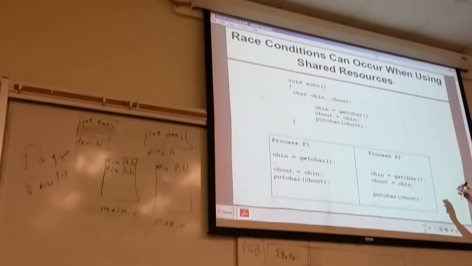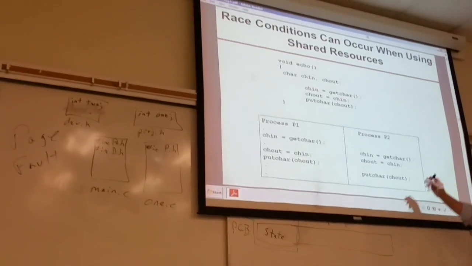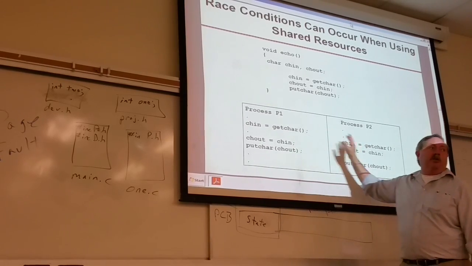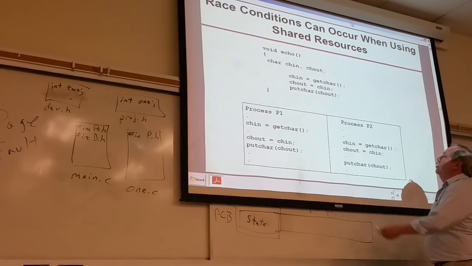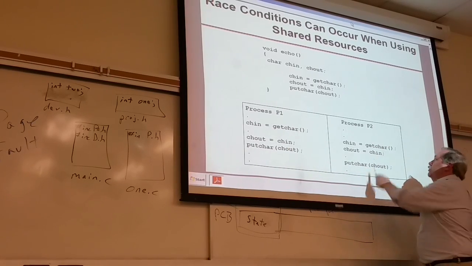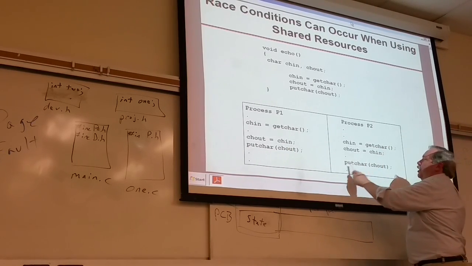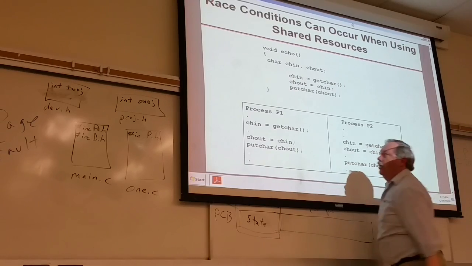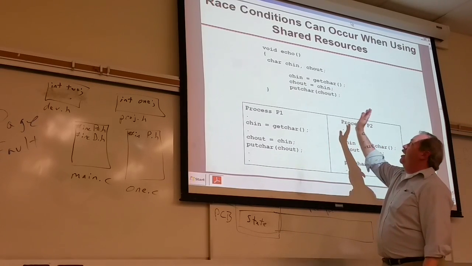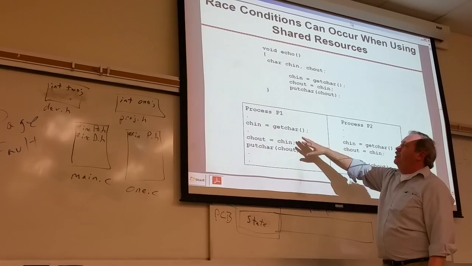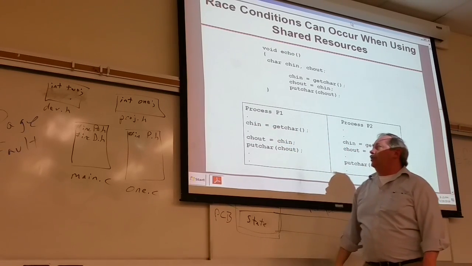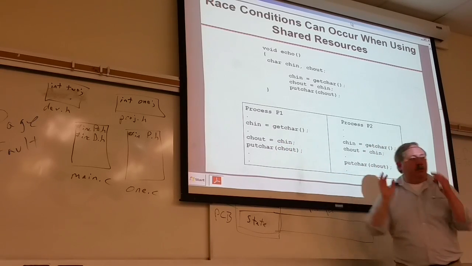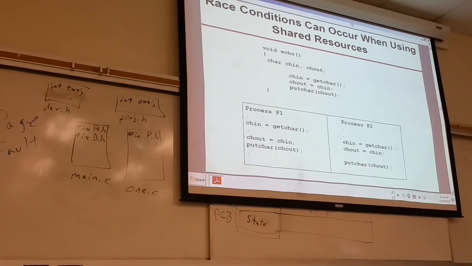This is an excellent example of a shared resource, like a common variable. In this case it could be two processes, but it also could be two threads. Get char, or get c, is a system call that we're going to play with along with put char or put c, using two variables, char in and char out. If I have one process running, it calls get char, stores it to char in, and at some point I write char in to char out, and then I do the put char to char out.